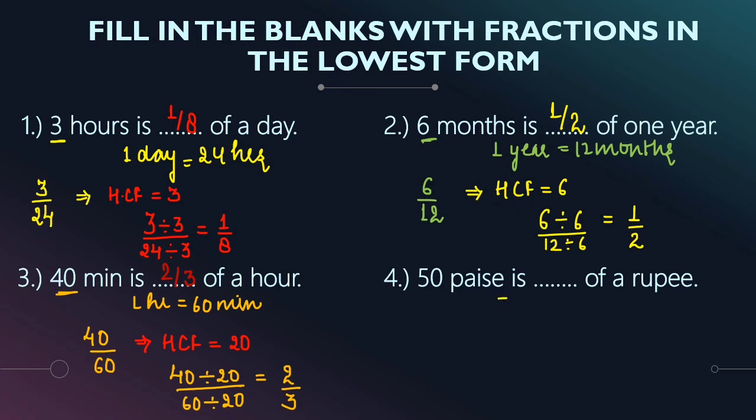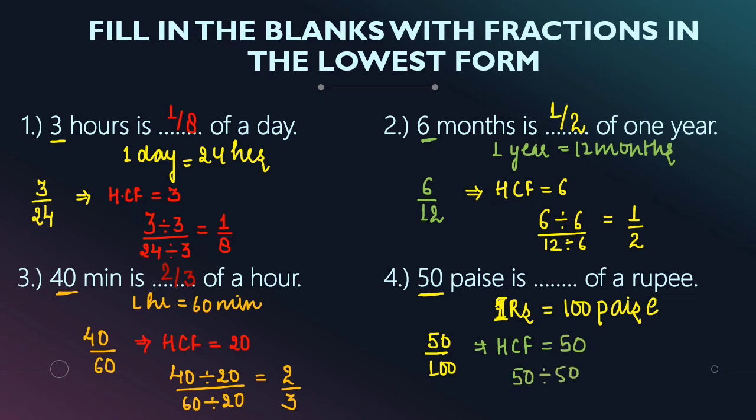Next is 50 paise is dash of a rupee. We know 1 rupee is equal to 100 paise. So, total paise are 100 and we have taken 50 paise out of that. So, it will be written as 50 upon 100 in fractional form. HCF of 50 and 100 is 50. So, divide 50 by 50 and 100 by 50. It will be equal to 1 upon 2. Therefore, 50 paise is 1 upon 2 of a rupee.